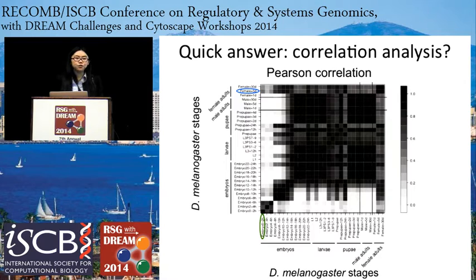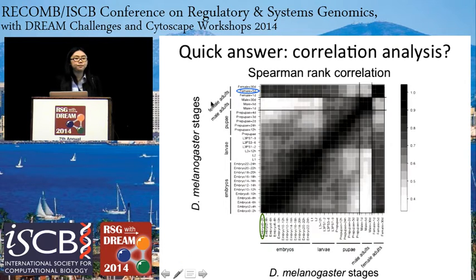A quick answer would be, can we use correlation analysis? Because this is very commonly used in a lot of computational biology studies. So we start from that, and we compare the Pearson correlation between every 2 stages. For every pair of stages, we calculate a Pearson correlation, whose value ranges from 0 to 1. And we see there are a lot of stages with high Pearson correlation, and the 2 stages we are interested in have a moderate Pearson correlation. However, this does not give us a clear mapping between these stages.